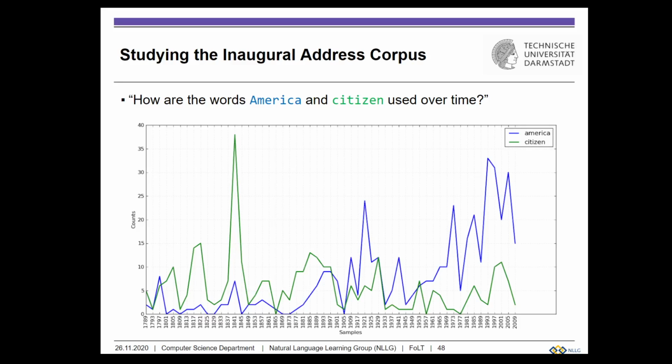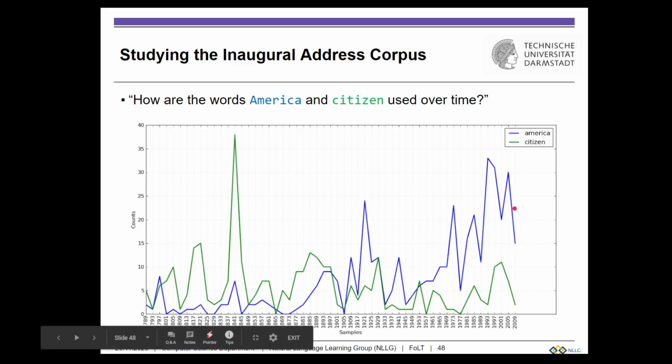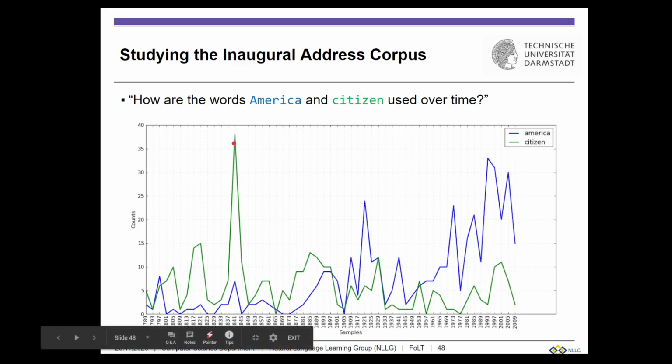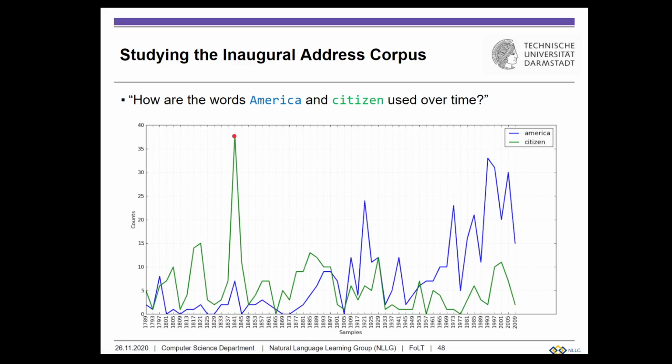So what we see here now is it seems that the word usage of America has increased over time. So maybe national identity has become more important over time in the presidential inaugural speeches. What we also see here, there's a peak for the word citizen in 1841, which I lack the historic knowledge to account for. Maybe it was just the idiosyncrasy of one president.